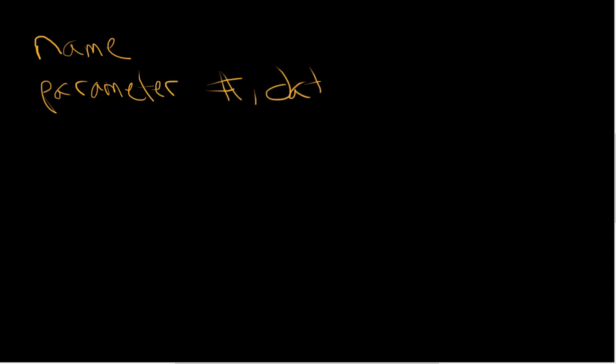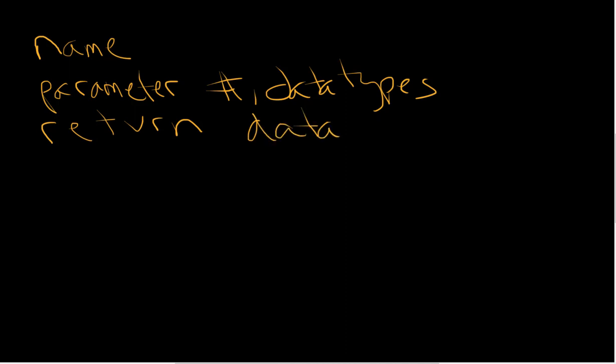So whenever we're writing a function, we need to determine what we're going to call it. So you need a name for your function. We need to figure out what we're going to send it. So what sort of parameters do we need? We need how many, and we need what data types these are going to be. And then we need to know if we have any return values, and if so, what data types are those going to be.